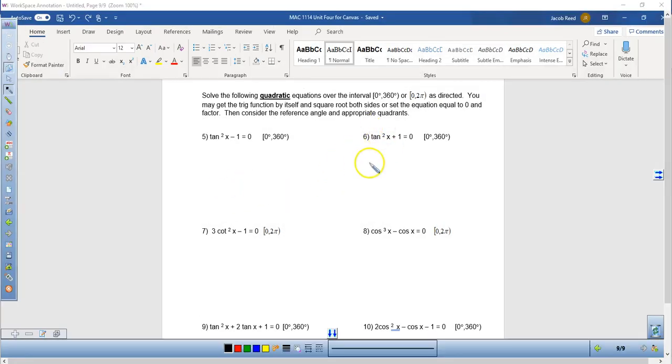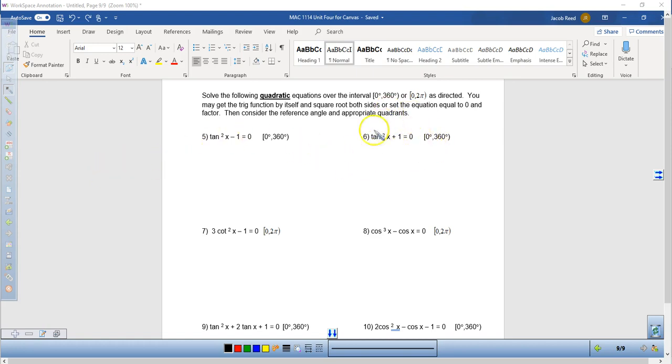All right, number 6, I'm going to go through it quickly. Oh, I forgot to do those in degrees. I do apologize. That was 45 degrees, 135 degrees, and then we said 5 pi over 4. This is going to be 225 degrees, and then 315 degrees.